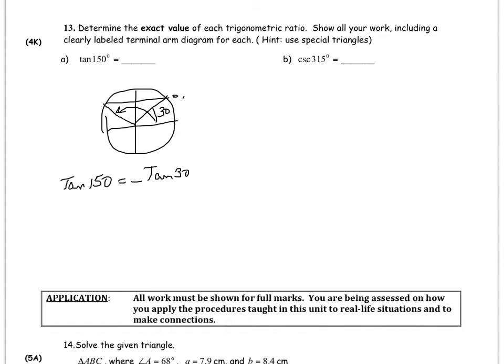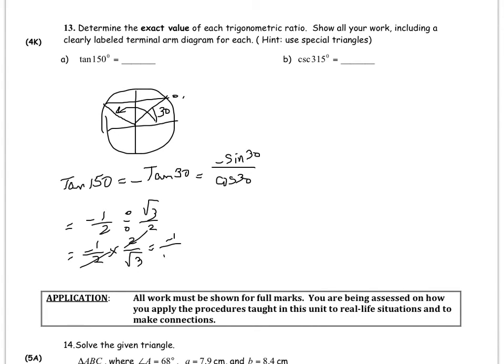Now, we know that negative tan 30 is negative sine 30 over cos 30. Sine 30 is 1 over 2, so it's negative 1 over 2 divided by cos 30, which is square root of 3 over 2, which is negative 1 over 2 times 2 over square root of 3. 2 goes with 2, so the answer is negative 1 over square root of 3, or negative square root of 3 over 3. The next question is cosecant of 315.